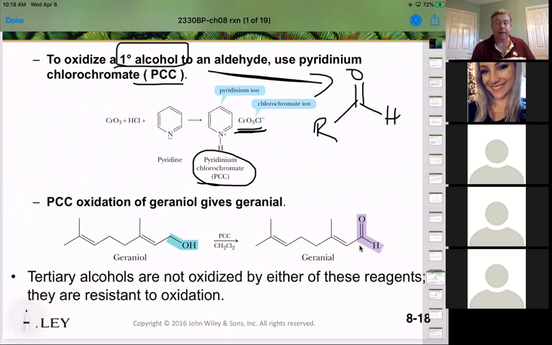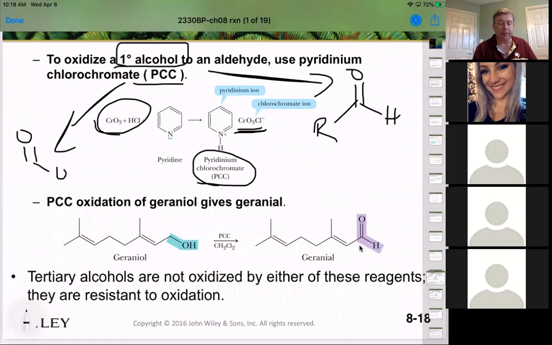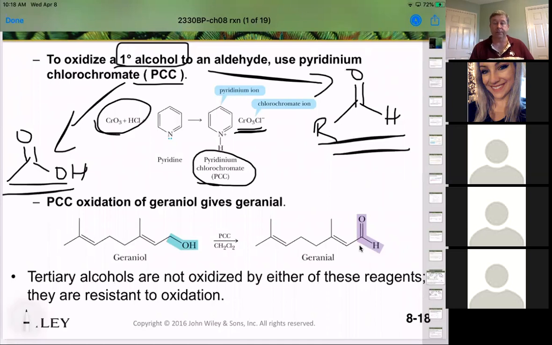Right here. If you have a primary alcohol and you don't have PCC, you just have the chromic acid part, it will over-oxidize down to the carboxylic acid, okay? So that's how you tell the difference between going to the aldehyde, going to the carboxylic acid, and going to the ketone, okay? Now, we have a primary alcohol that we can make an aldehyde or a carboxylic acid. We have the secondary alcohol we can turn into a ketone, okay?